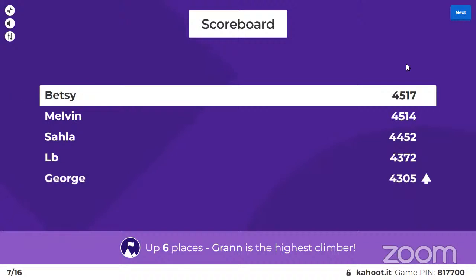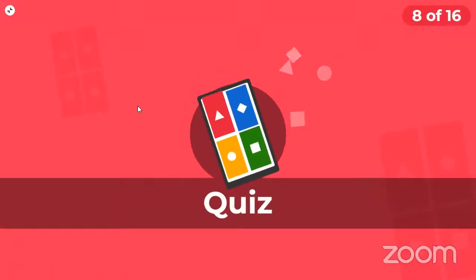And there are not many changes in the scoreboard. Betsy with 4517 points. Second, we have Melvin. Third, we have Sahla. Fourth, we have LB. And George has come to the scoreboard in the 5th spot with 4305 points. We have a new climber also. Gran is the highest climber here, climbing up 6 places in the scoreboard. So the 8th question.